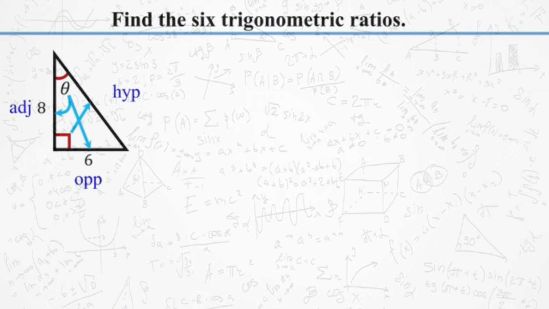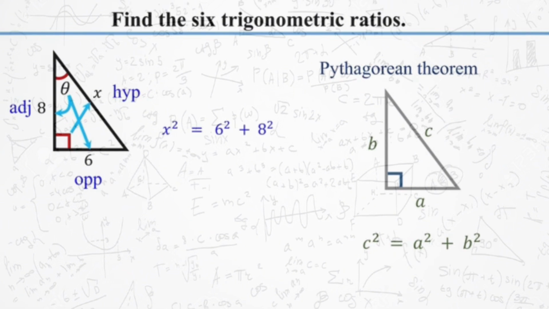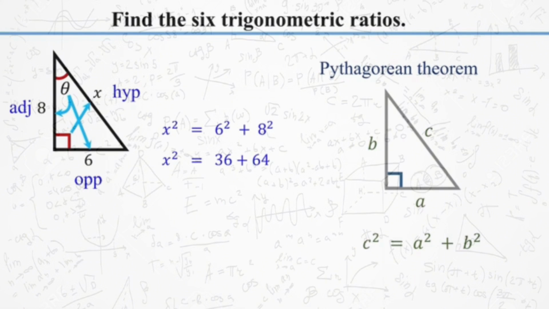The next step is to find the length of the missing side. Let's call it x. According to the Pythagorean theorem, we know that the square of the hypotenuse equals the sum of the squares of the other two sides. So, for our right triangle, x squared equals 6 squared plus 8 squared. That is 36 plus 64, which equals 100. Taking the square root of both sides, we find that x equals the square root of 100.